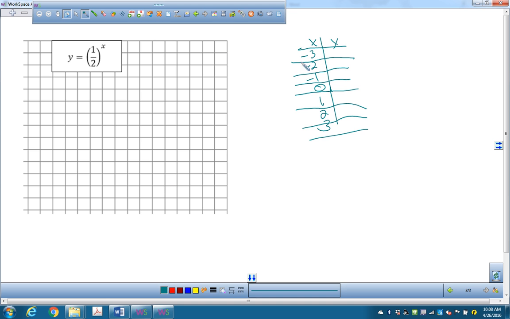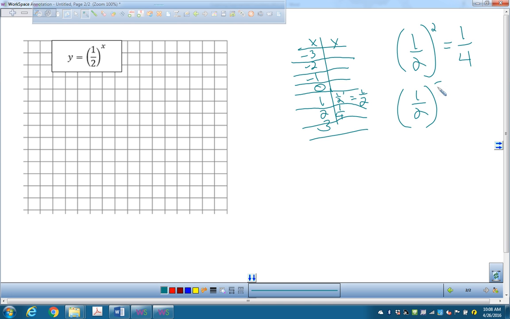So we're going to take, what's 1/2 raised to the first power? No, it's just 1/2, right? What's 1/2 raised to the second power? What's that equal to? 1/4. You square the top, square the bottom. What's 1/2 raised to the third power? 1/8. Okay? Before I start graphing these things, I'm going to go in the negative direction too.